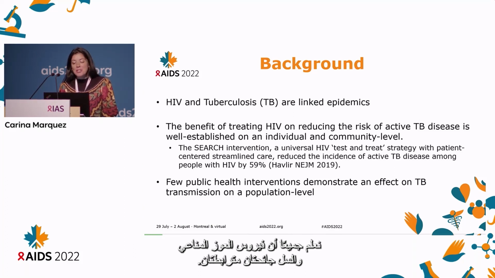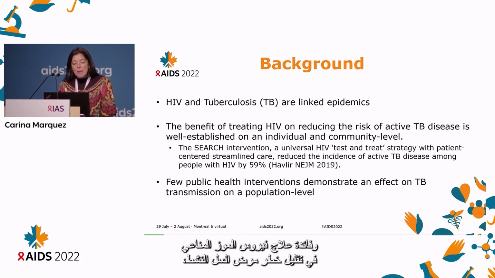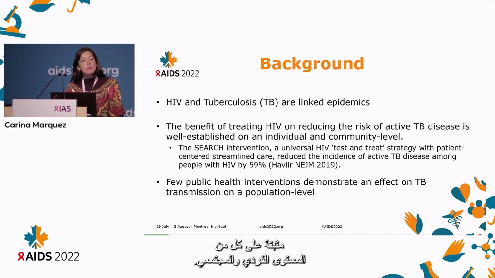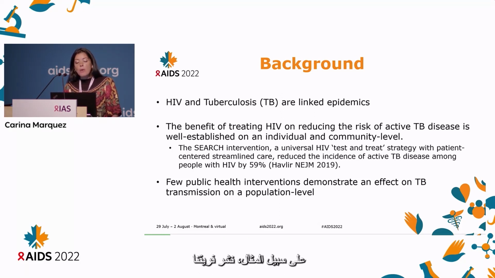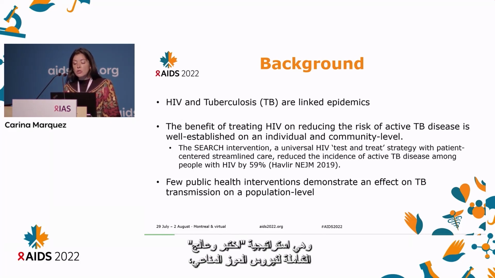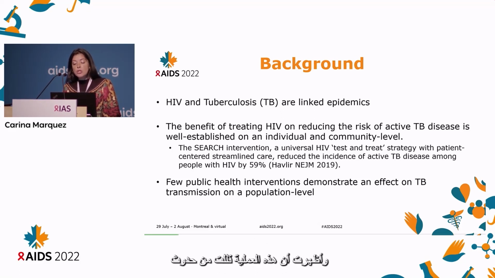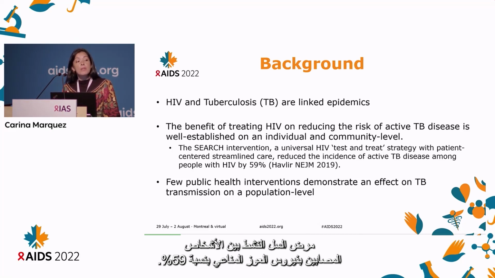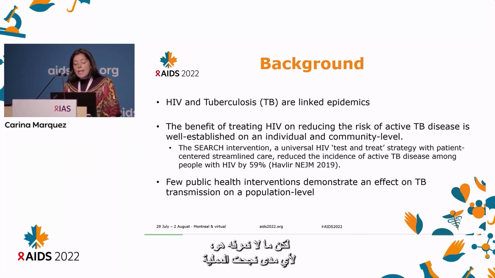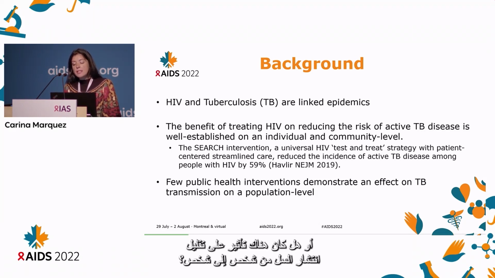So we all know that HIV and tuberculosis are linked epidemics, and the benefit of treating HIV on reducing the risk of active TB disease is well established both on the individual and the community level. For example, our group published findings from the SEARCH intervention, which is a universal HIV test and treat strategy with patient-centered streamlined care, and showed that this intervention reduced the incidence of active TB disease among people with HIV by 59%. But what is not known is how much the intervention worked by reduction in reactivation of latent infection, or was there an effect on reducing person-to-person spread of tuberculosis?